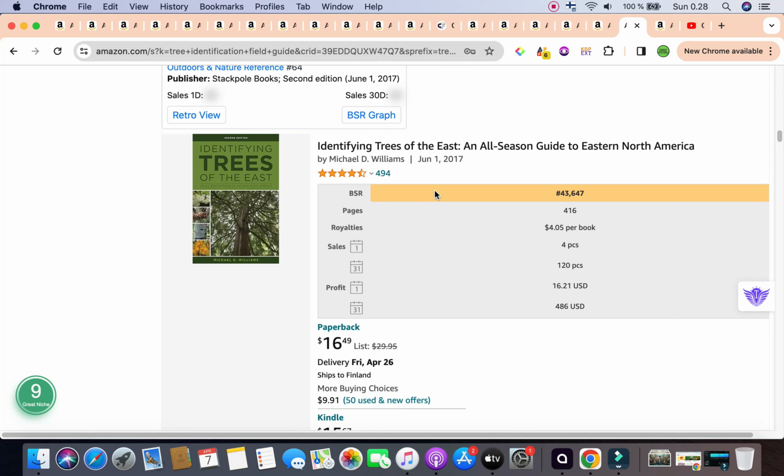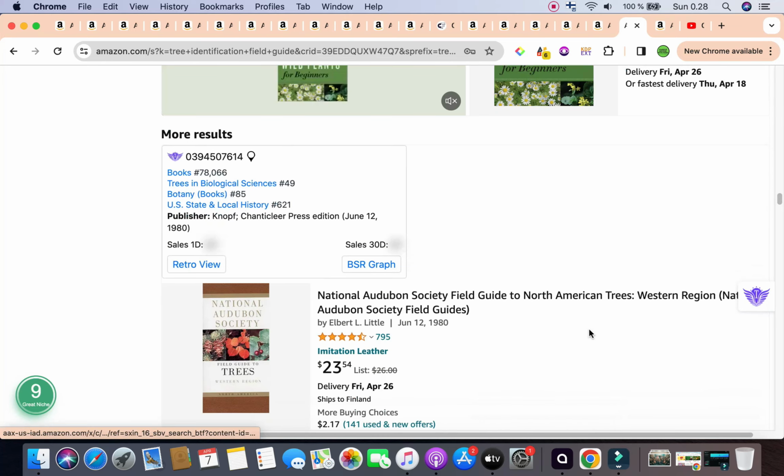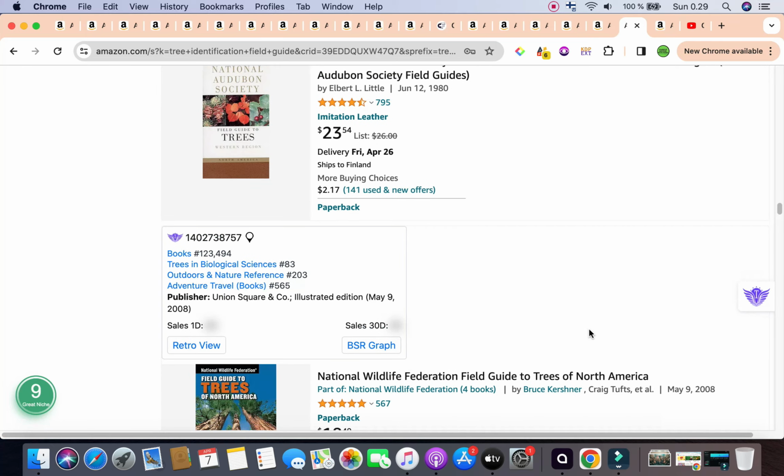Now this one, for example, is selling around 120 copies per month. So there's consistent sales coming in for the majority of these books, and it is generating an approximate $486 for this book alone. Scrolling down, we do have a couple of other books also that are selling quite well.